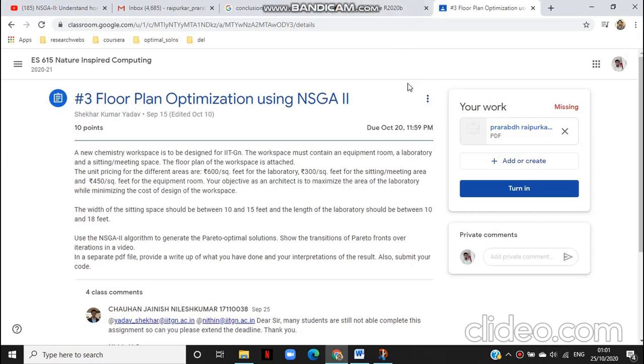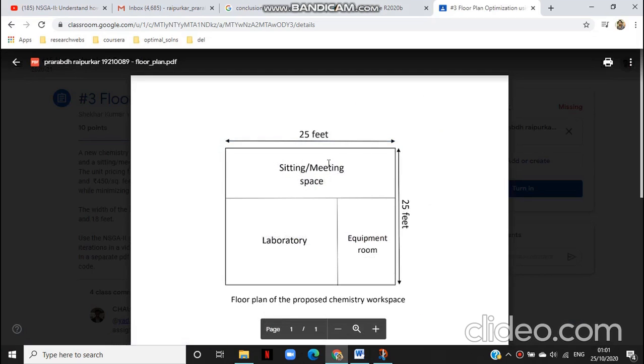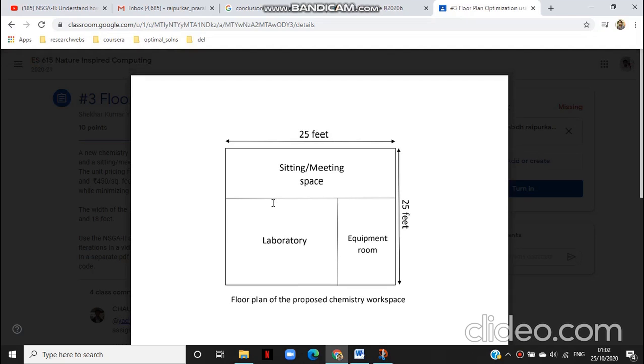So our problem statement is we have to design a chemistry workspace consisting of an equipment room, a laboratory room and a seating room. The dimensions of this chemistry workspace are given and we have certain restrictions on the laboratory room. Our task is to minimize the cost of the whole construction of this area, and we have to maximize the area of this laboratory. So we have conflicting objectives.